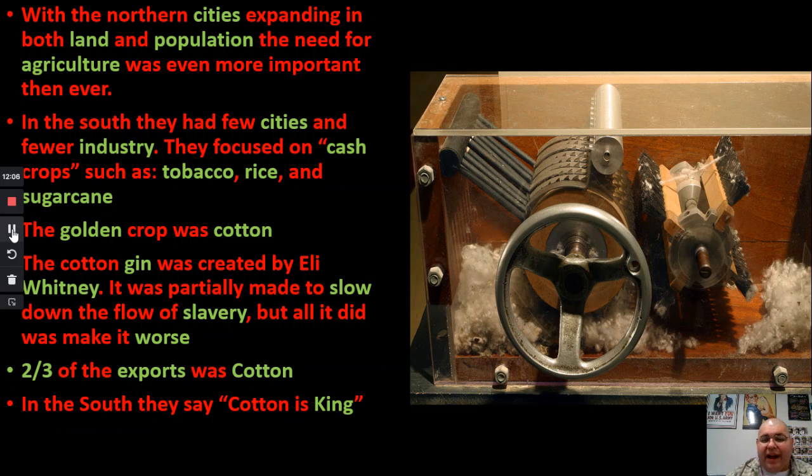So the need for agriculture became even more important, because more people means you need more food, you need more drinking water, you need more land so that the people can live, and you just need more of everything. Now in the south, there were very few cities, and they weren't all clustered together. They were pretty spread out.